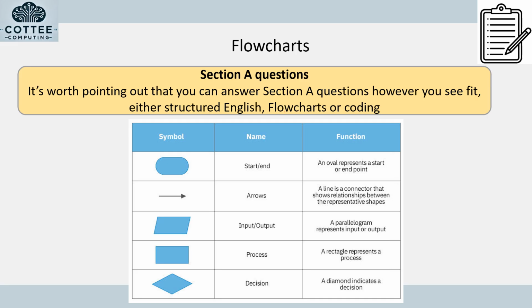So you've got start and end, which is a rounded oval. You've got arrows obviously pointing in the right direction. Input and output is a parallelogram. Process is a rectangle, and a decision, like an if or is it, needs to have a yes or a no coming off it. So like here is yes, that way is no, and that is a decision in a diamond. The other one that you need to know is something like that, which is a subroutine.